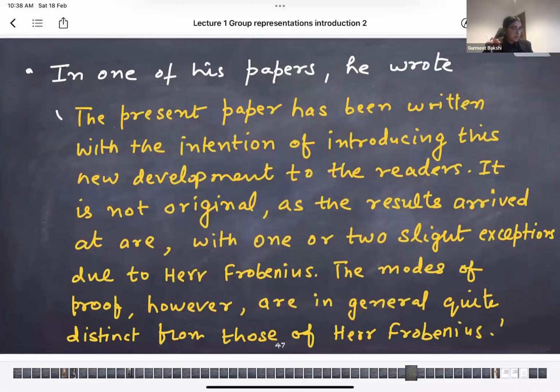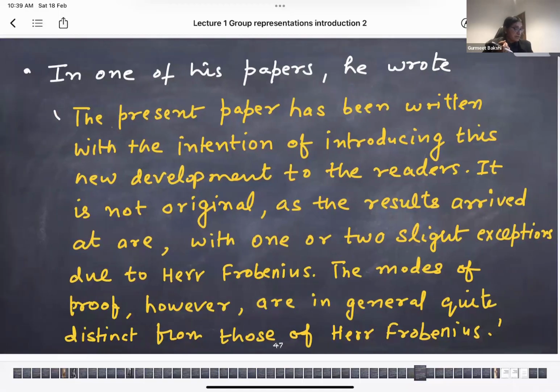In one of his papers, he wrote, "The present paper has been written with the intention of introducing this new development to the readers. It is not original, as the results arrived at are, with one or two slight exceptions, due to Herr Frobenius, Professor Frobenius. The modes of proof, however, are in general quite distinct from those of Frobenius." So he did not claim the new results, although his technique was entirely new, and that is how it is done today, the way Burnside did it.